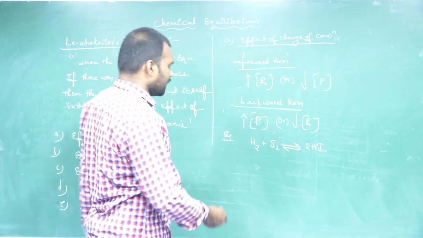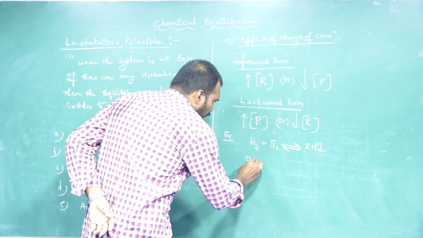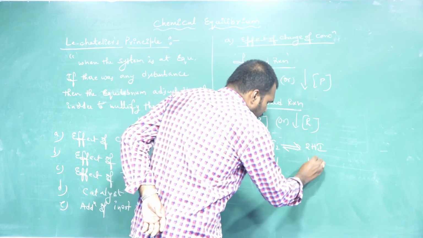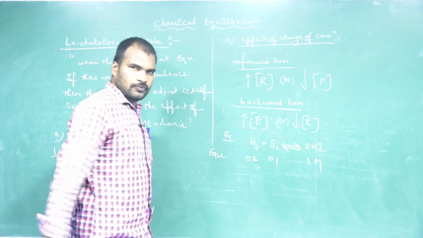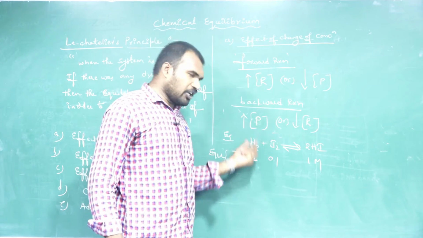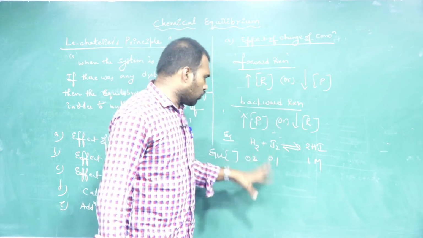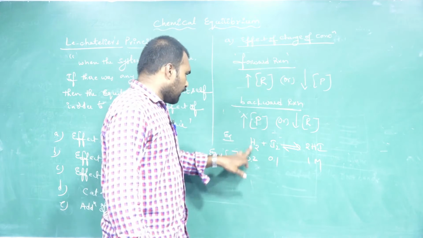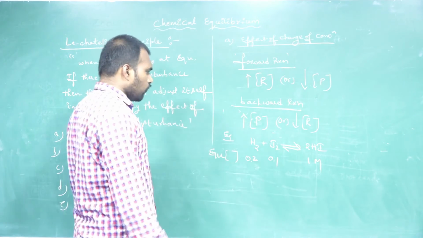So to understand that, he has taken initially 0.2 moles, 0.1 mole, and this is 1 molar. So this is the equilibrium concentrations. The equilibrium concentrations of H2, I2, HI he has given. That is, at equilibrium, HI concentration is 1 molar and I2 is 0.1 molar and H2 is what? 0.2 molar. Now suddenly what happened?